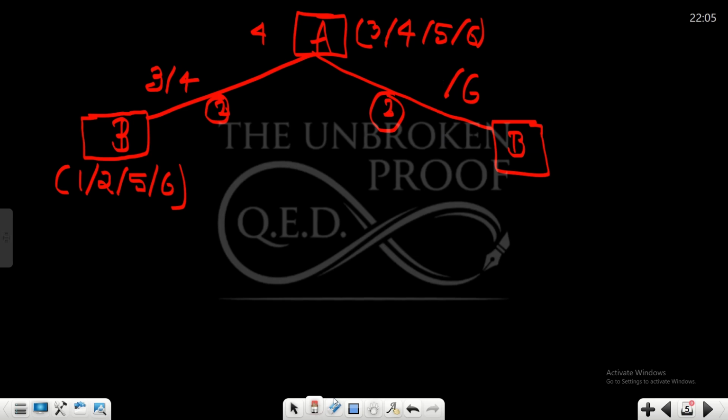And for the first case of A, where A is inside either 3 or 4, B can be placed in either 1 or 2 or 5 or 6. So here also 4 choices are there. 4 choices are there.